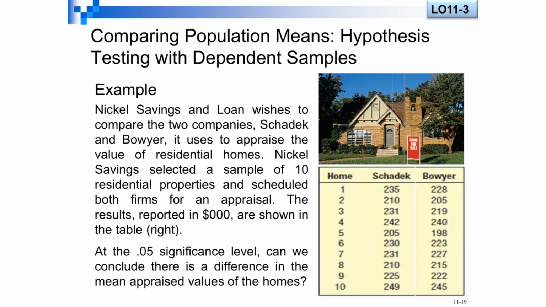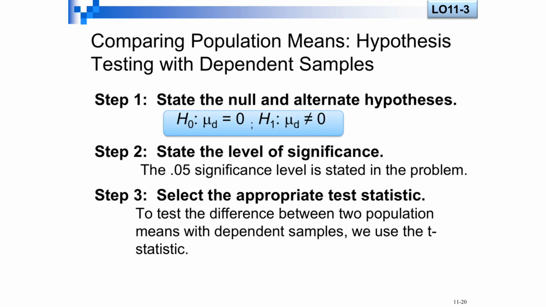Look at it here. They give us an example of selling a house between two agents. So it's the same house that two agents are trying to sell. Now they give us a sample of 10 agents selling the same house, and they ask us to see with a significance level of 0.05, can we conclude that there is a differences in the mean appraised value of the home? So what to do now?